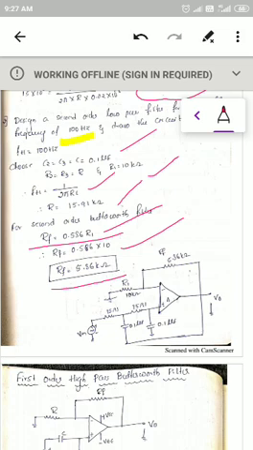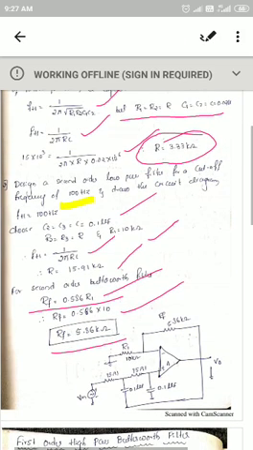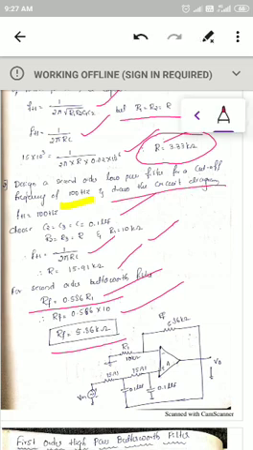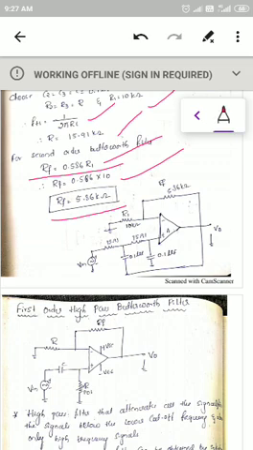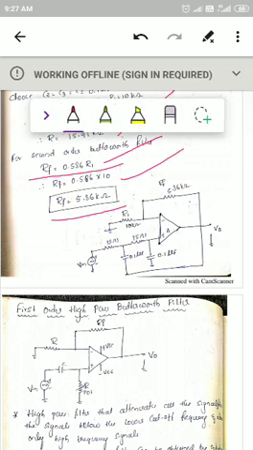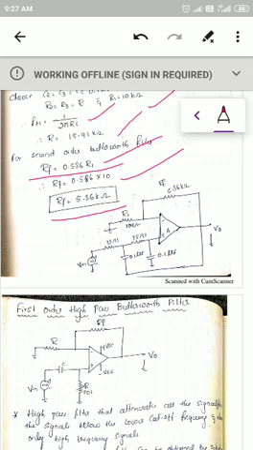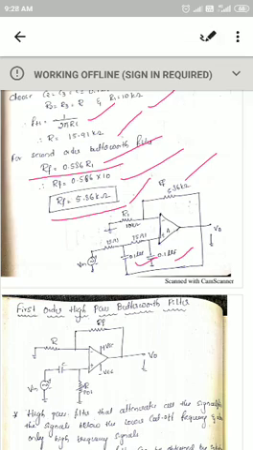Okay, and in the problem they asked you to draw the circuit diagram. So you have to draw the circuit diagram and you have to put the values of Rf, R1, and the capacitance value in the circuit. Okay, this is about the second problem.